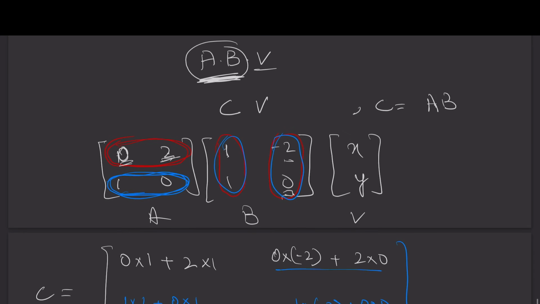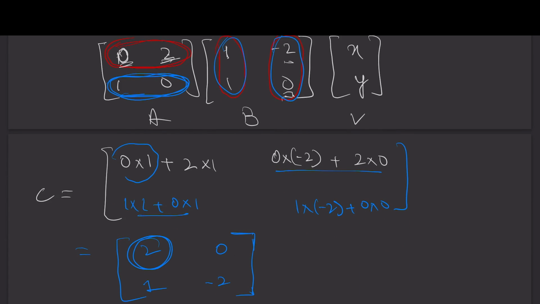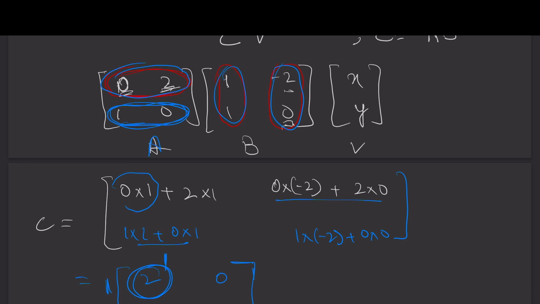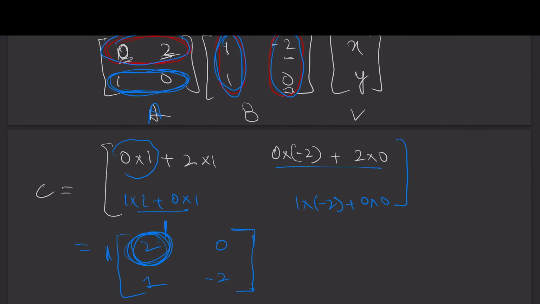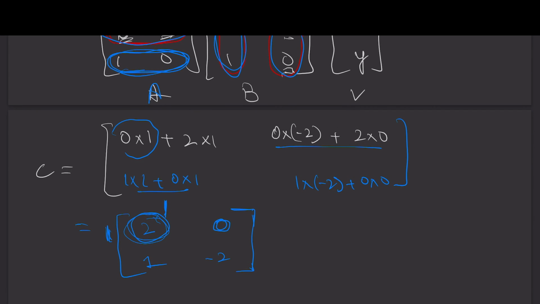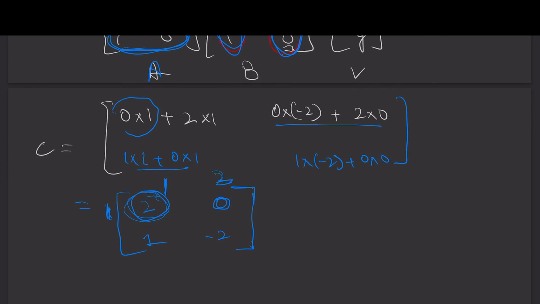That's how multiplication is done. For the first element, which is the element of the first row and first column, we take the first row of the first matrix A and multiply it with the first column of matrix B to get the element at the first row and the first column. Similarly, for the element at the first row and the second column, we will take the first row of A and multiply it with the second column of B, and so on.